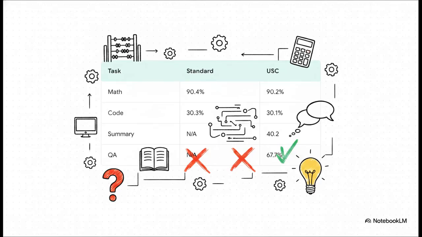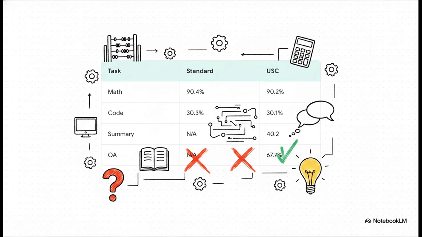Check out this comparison across 4 major benchmarks. For math on the GSM-8K benchmark, USC hits 90.2%, which practically matches standard self-consistency, but with way more flexibility. For code generation on the Arcade benchmark, it hits 30.1%, beating greedy decoding and random selection. But look at the bottom 2 rows. For summarization on the Gov Report benchmark, it scores a Rouge 1 of 40.2. And for Truthful QA, which tests open-ended truthfulness, it scores 67.7%.